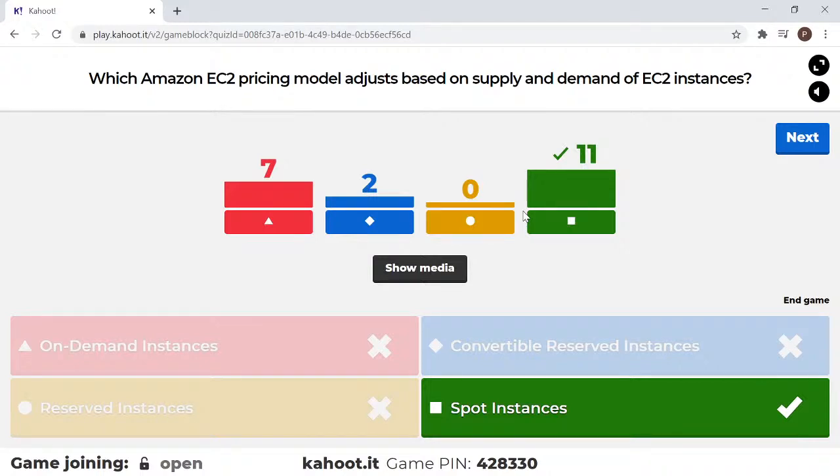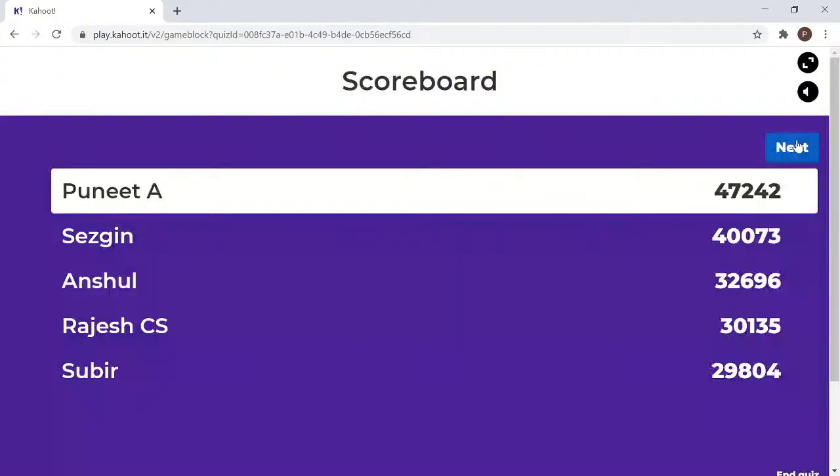Yeah, spot instances is the right answer because it depends upon supply and demand of EC2 instances. The rates keep on varying every hour. For on-demand instances, you can see the rates already if you go to the pricing calculator, and so is for the reserved instances and convertible reserved instances. The price keeps on changing only for the spot instances. Moving on to the next question.